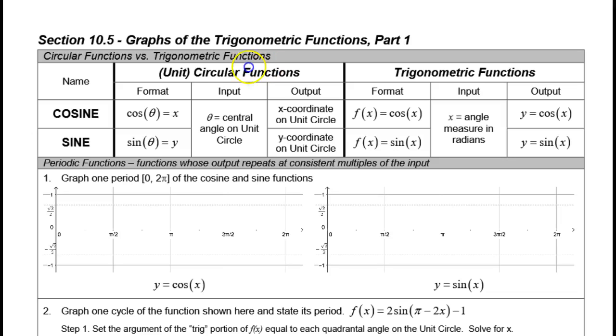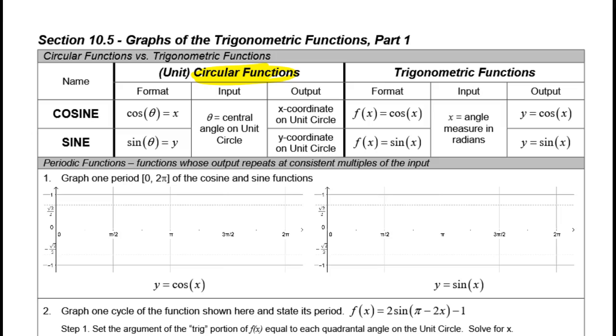So we started with the circular functions, and those are all the things we memorized on the unit circle. The format was cosine theta equals x and sine theta equals y. Theta was our central angle on the unit circle, and the output of each of those functions was either the x or the y coordinate of a point on the unit circle.